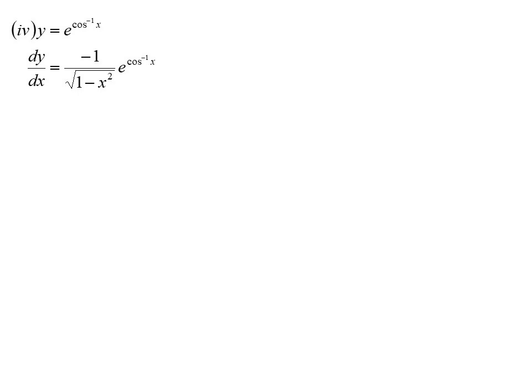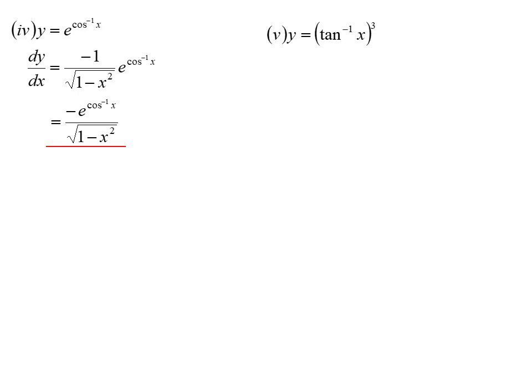That's inverse cos, so I get minus 1 on the square root of 1 minus x squared times e, but the power did not change. Possibly a bit neater just having that on the top of the fraction. So minus e to the inverse cos x over the square root of 1 minus x squared. This one here just highlights a couple of things.